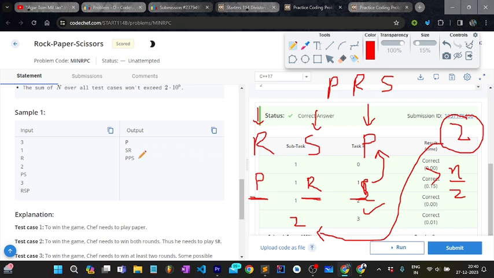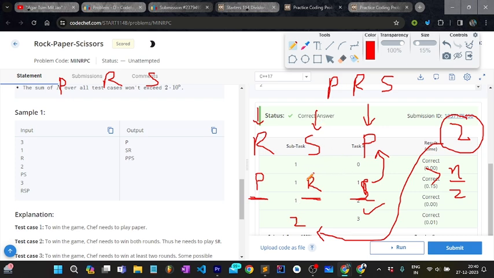But they have also mentioned that we have to find the lexicographically smallest string, meaning first of all we have to give preference to P, then we have to give preference to R, and then we have to give preference to S. Meaning if for any particular index we are able to put P there, then we have to put P there.